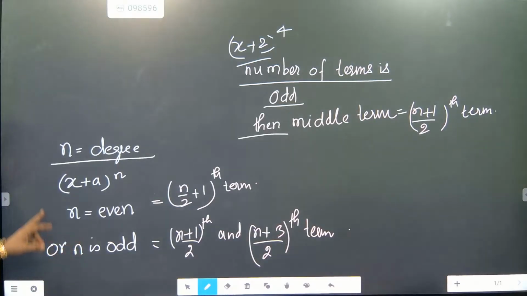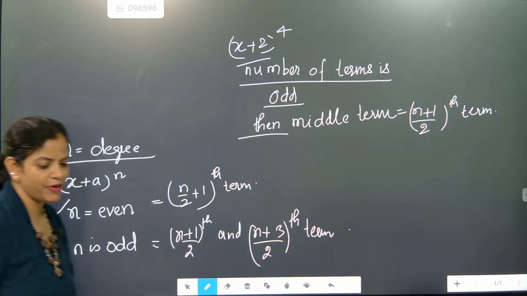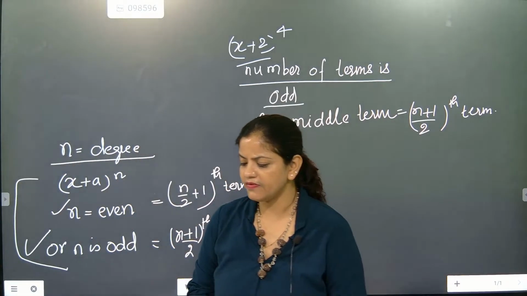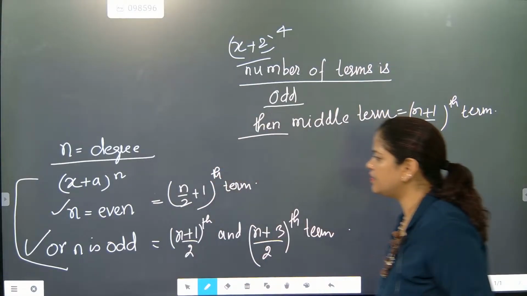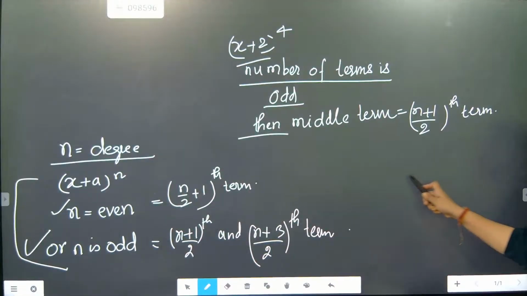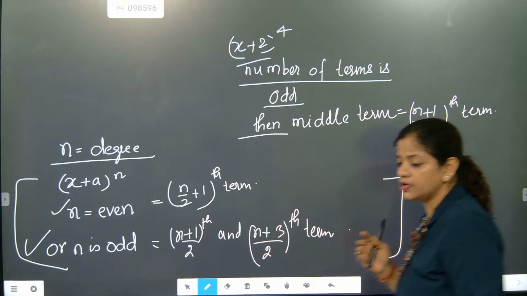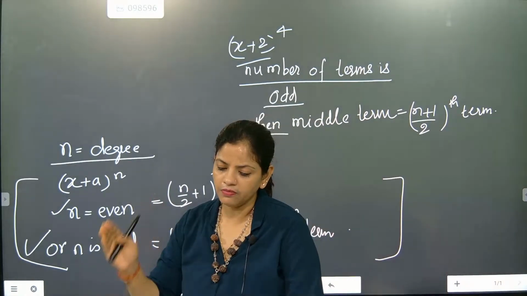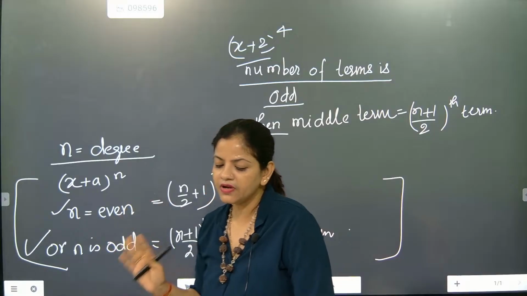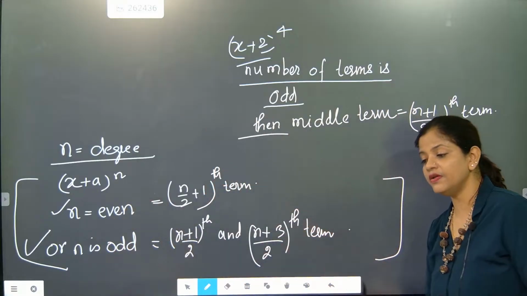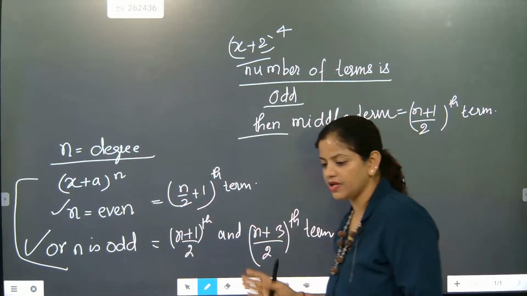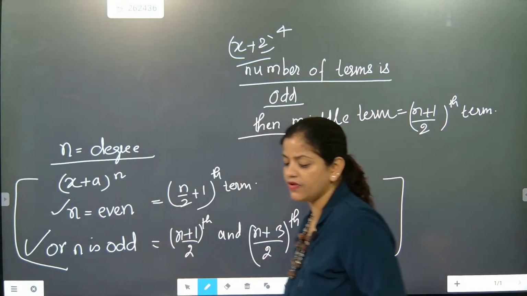So I have explained this one. When n is even, when n is odd, how the middle terms are exactly taking place. Note down please everyone. This is for odd and even. I hope you might have understood how to write. So this is exactly the case of degree. And when you are finding for terms, then directly we write (terms + 1)/2. It will give you the middle term. That's the different thing. So both the things I have given you.